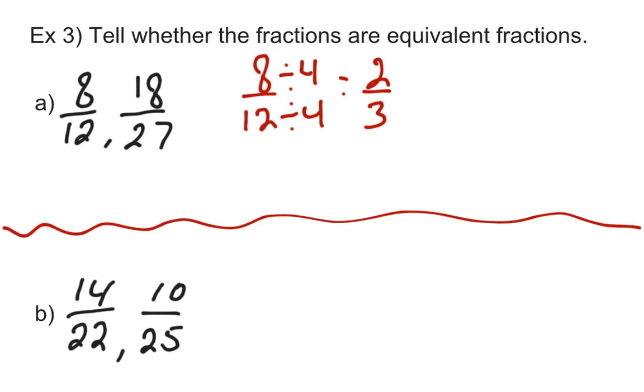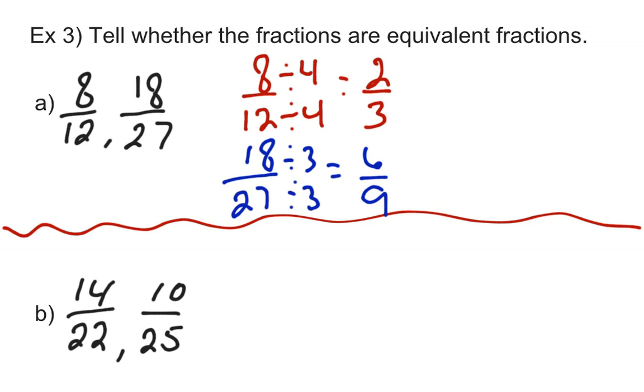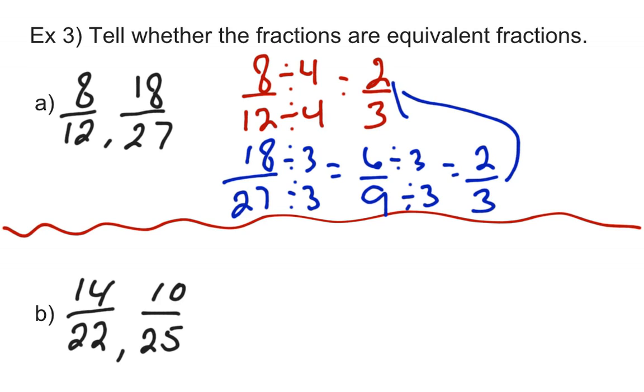So let's switch gears here. I'll do another color, and let's do the 18 out of 27. Okay, I notice that 3 goes into both of them. So let's divide by 3. 18 divided by 3 is 6. 27 divided by 3 is 9, but that isn't reduced yet. I can reduce them by 3 again. 6 divided by 3 is 2. 9 divided by 3 is 3. And look at this. Those two things, when put in simplest form, end up being the exact same thing.